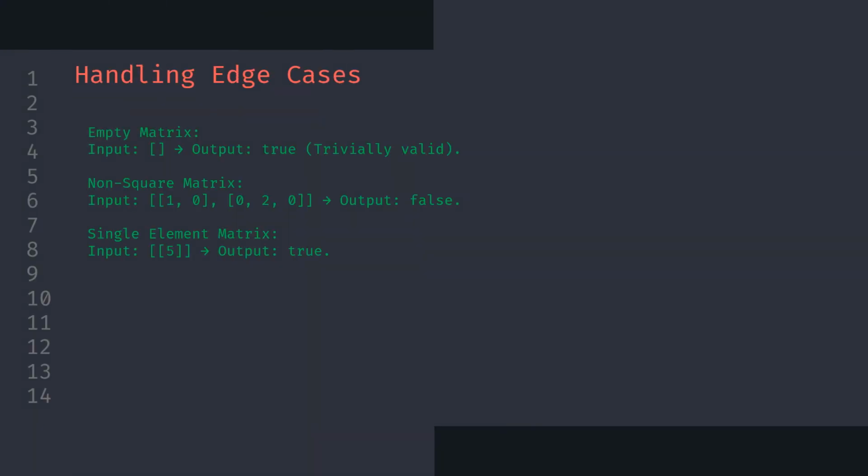Edge cases to consider include an empty matrix, which is trivially diagonal, non-square matrices, which cannot be diagonal, and single element matrices, which are always diagonal.